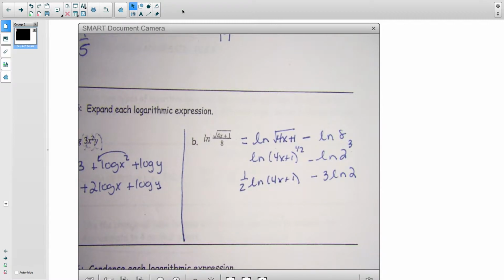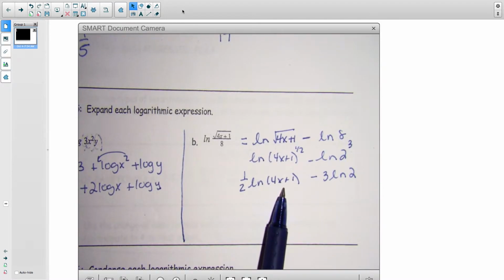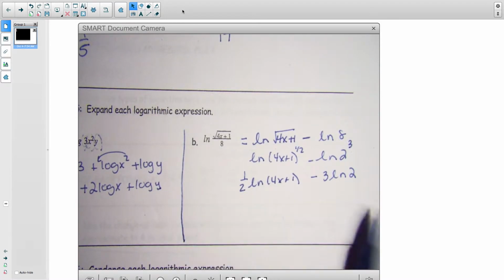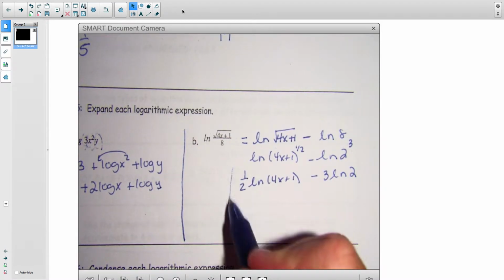Can we expand it anymore? Can we expand this natural log of 4x plus 1? Are you telling me no? Or are you telling me yes? Who says yes, we can expand it? You guys are good. We can't expand it because it's not times, it's plus. So that's our answer. It's expanded as far as we can go.